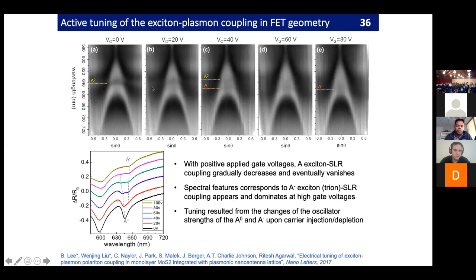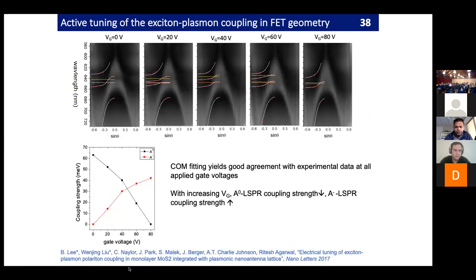And then as we inject more and more carriers, a new branch starts to emerge, which we identify close to the trion resonance. And then as we inject more and more carriers, the original exciton resonance, basically the anti-crossing, disappeared. And we had this strong interaction with the trion. So if you plot the whole coupling strength as a function of gate voltage, which basically means carriers that we inject, we start with a strong coupling with a free A exciton, and systematically it goes down, and eventually we go to the weak coupling limit.